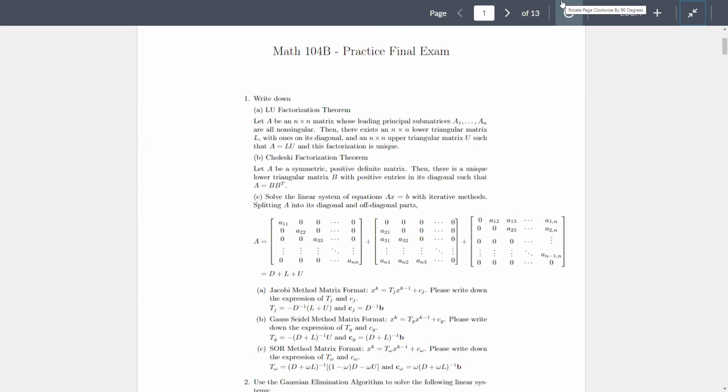We need to write down the conditions where we can do the LU, and the condition is that all the leading principal minors of the A matrix are non-singular, and this is very important. These are the requirements for the matrix to have the LU factorization. For the Cholesky factorization theorem, you need to say that the A matrix should be symmetric positive definite, and then the factorization is unique. This is also very important: the factorization is unique.